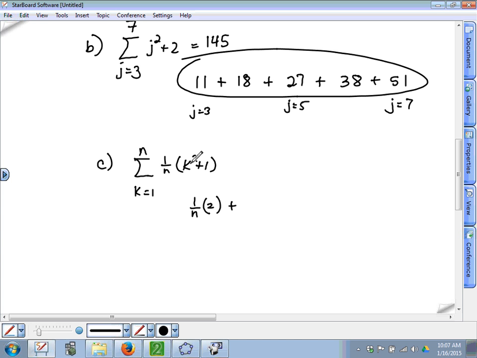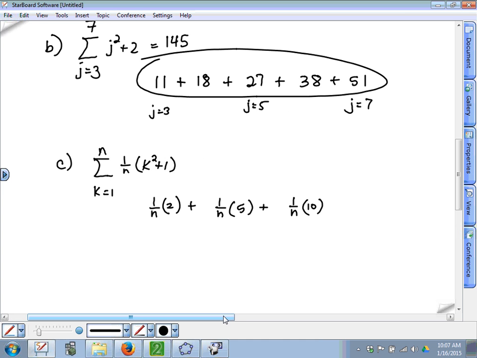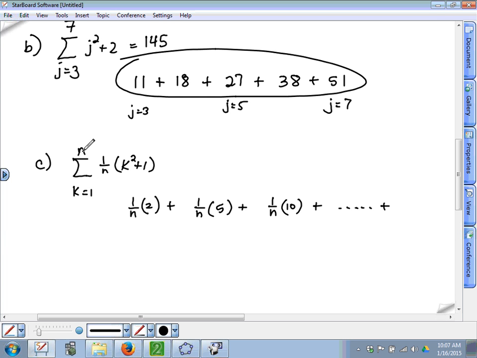The second term of our sequence is when k equals 2, 2 squared is 4, plus 1 is 5, so it's 1 over n times 5. The next term would be 1 over n, and then if k equals 3, 3 squared plus 1. So do we at least agree, looking at this, that each of the terms is going to have 1 over n? Okay. And where does this stop? Until we get to n. So, if we're going to evaluate the nth term when k equals n, where do you plug that into the expression?